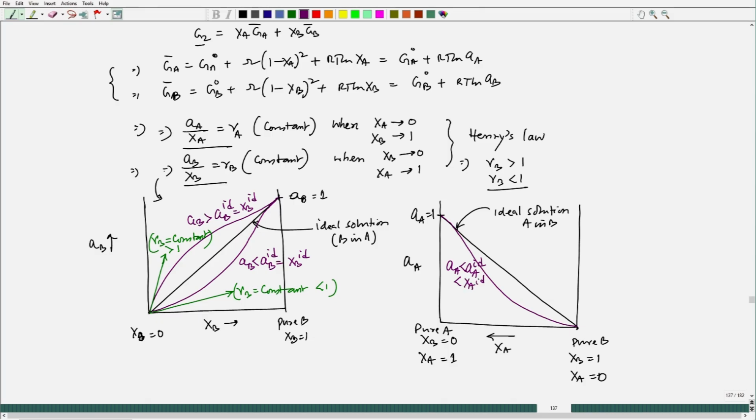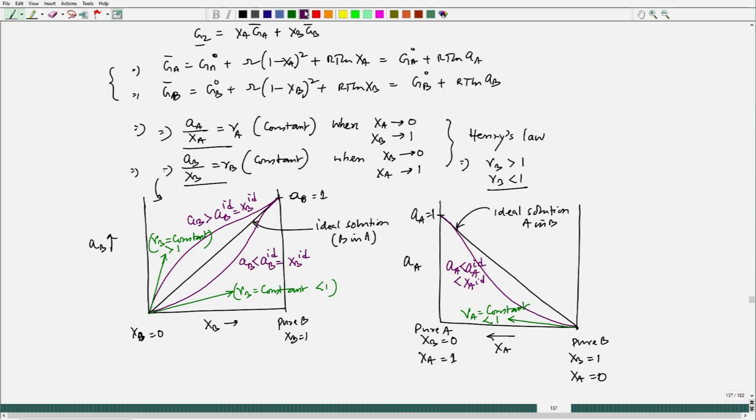Why? Because gamma A in the ideal case is equal to 1, which is that straight line. Now, in order to have Henry's law fulfilled, we have to draw a tangent when x a tends to 0. So, it will follow a tangent over this plot here. So, this is gamma A equal to a constant and less than 1.